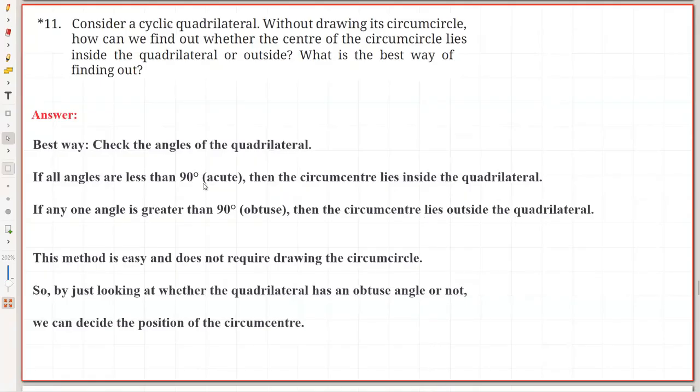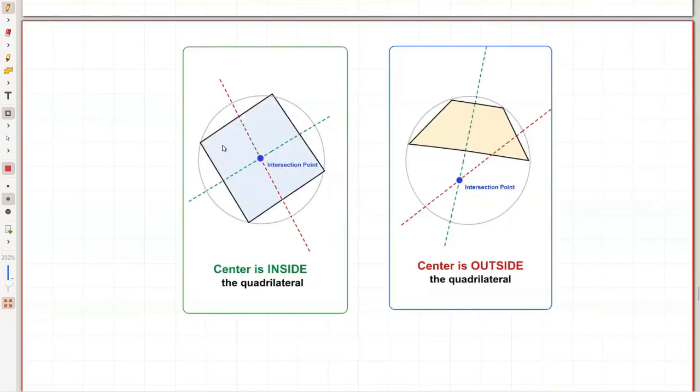If each angle is less than 90 degrees, then the circumcenter lies inside the quadrilateral, otherwise it's outside. This is the easiest method and does not require drawing the circumcircle. So in this quadrilateral, if each angle is less than or equal to 90 degrees, the center lies inside. If any one angle is more than 90, for example here, this is a trapezium, one of the angles is more than 90 degrees, then the circumcenter lies outside the quadrilateral.